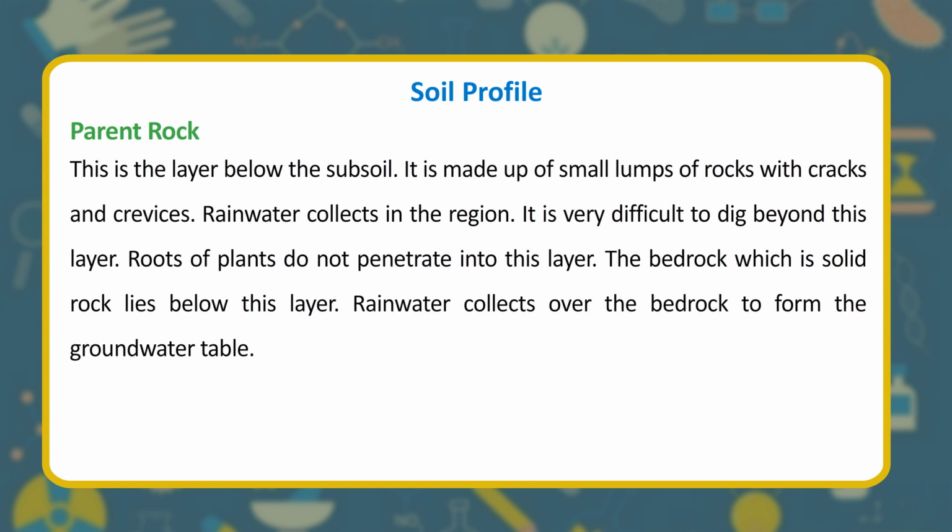Parent rock. This is the layer below the subsoil. It is made up of small lumps of rocks with cracks and crevices. Rainwater collects in the region. It is very difficult to dig beyond this layer. Roots of plants do not penetrate into this layer. The bedrock, which is solid rock, lies below this layer. Rainwater collects over the bedrock to form the groundwater table.